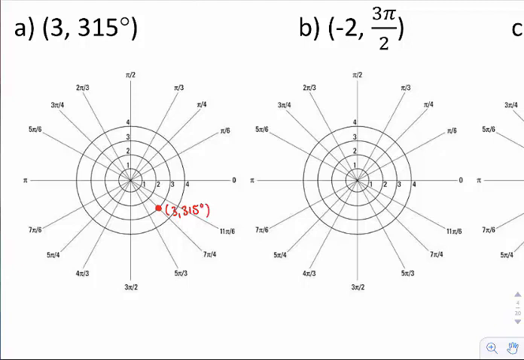You can also start at 1, go 315 degrees, and then go out to 3. You can really go either way. You can either go distance and direction, or direction and then distance. Either way is going to get you to your point, and there it is.